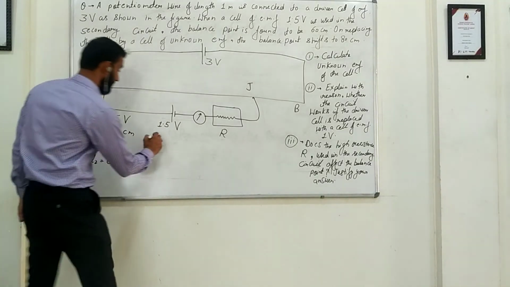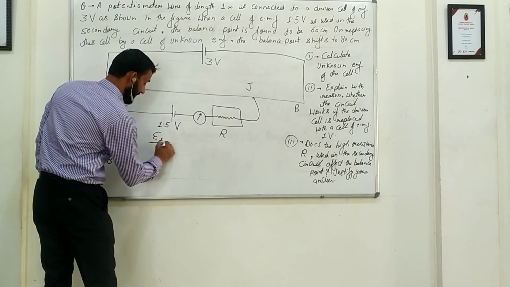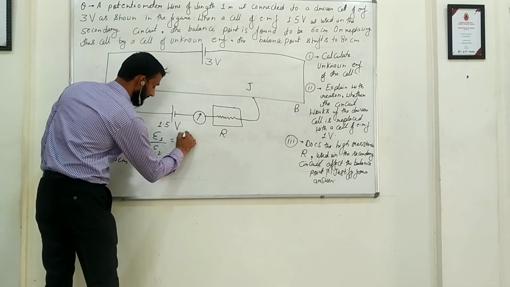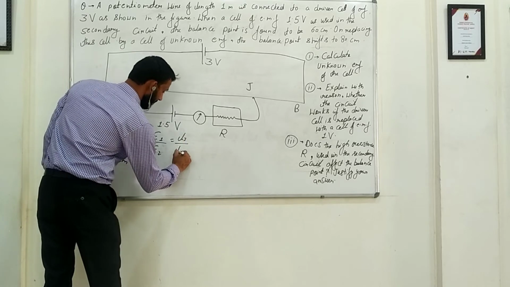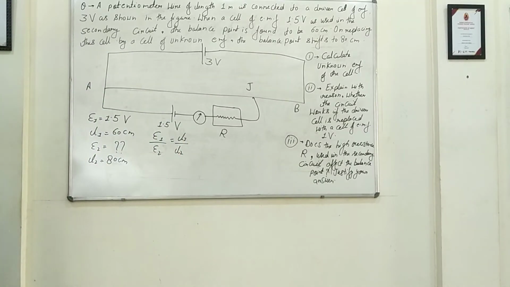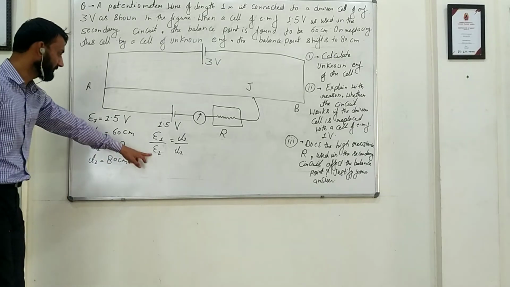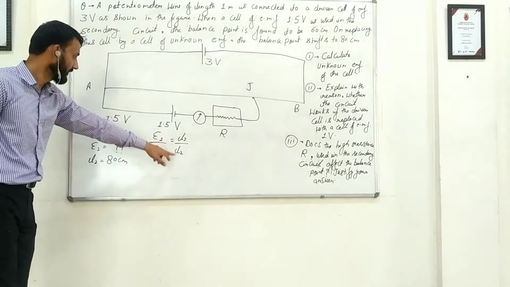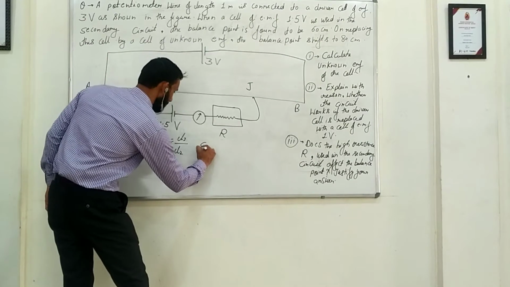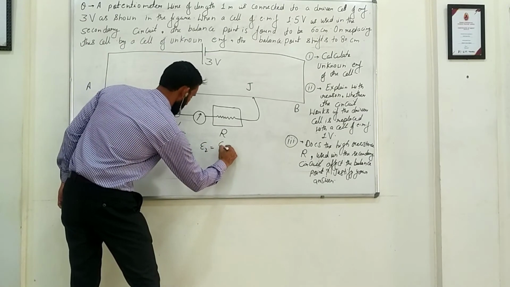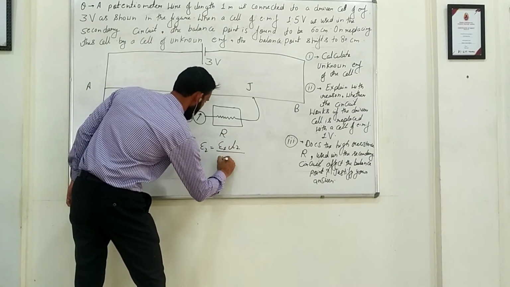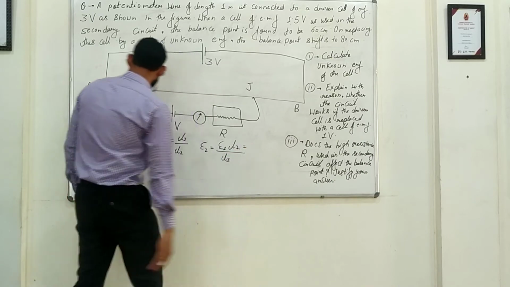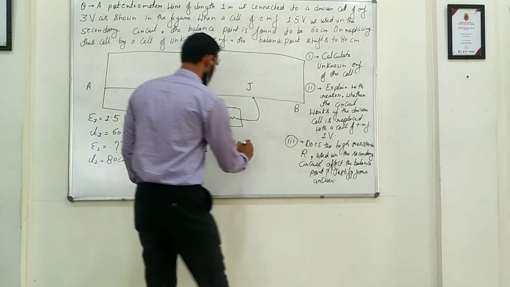We all know that this works perfectly. Comparing the EMF of the cells, E1 upon E2 is equal to L1 upon L2. This formula is used for comparing the EMF of cells. We have to find E2, so I will isolate E2 there. So E2 is equal to E1 L2 upon L1. What is E1?